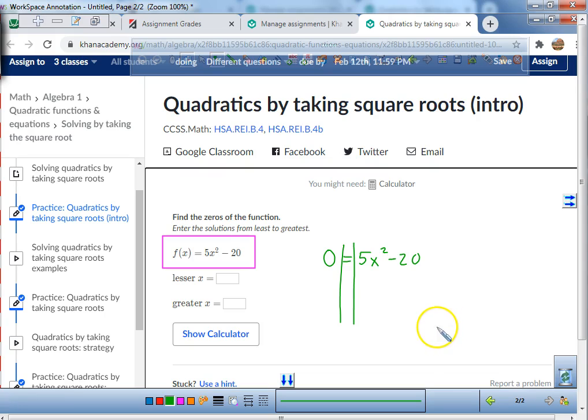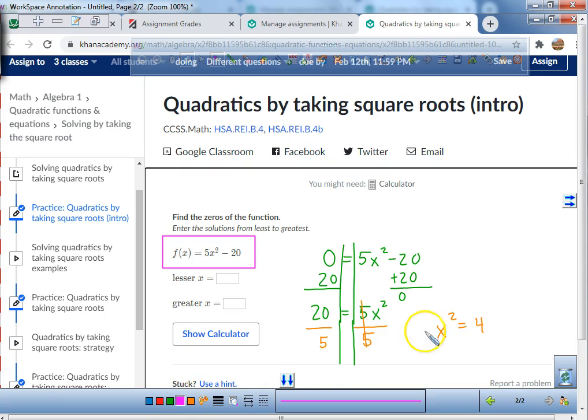Okay. Step number 1. What we're going to do is add 20 to this side, and we're going to add 20 to the other side. So we're going to get 20 equals 5 times x squared, because that zeroes out. Next step, divide both sides by 5. These cancel to a 1. What's 20 divided by 5? 4. So we get x squared equals the number 4.